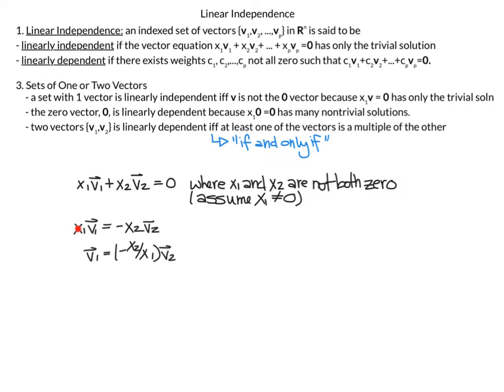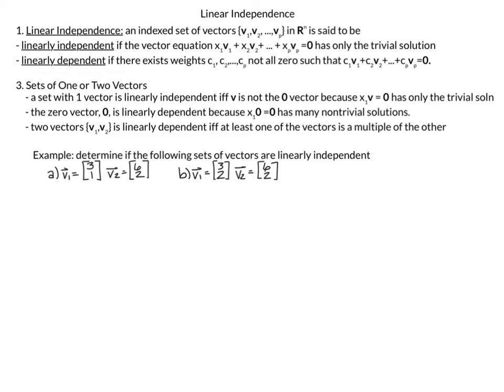Now, since x1 is not equal to 0, we can divide both sides of the equation by x1, and we get v1 is equal to negative x2 over x1 times v2. And this here is just another scalar, just another real number. So v1 is a scalar multiple of v2, which is exactly what this is saying. If they're linearly dependent, you can make this calculation and see that they're multiples of each other.